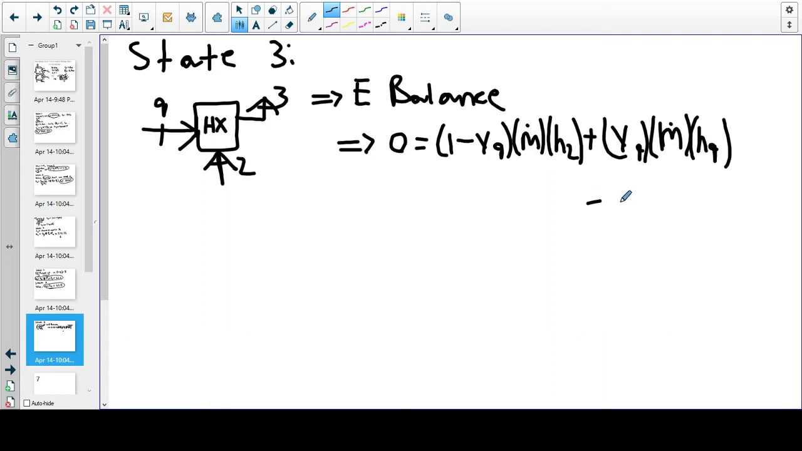Because we're just talking about direction of mass and energy, we don't actually need mass flow rate at the moment. So we would have (1 minus y9) times h2 plus y9 times h9 equal to h3. And yeah, I think about it right here, and I will just decide to leave it.